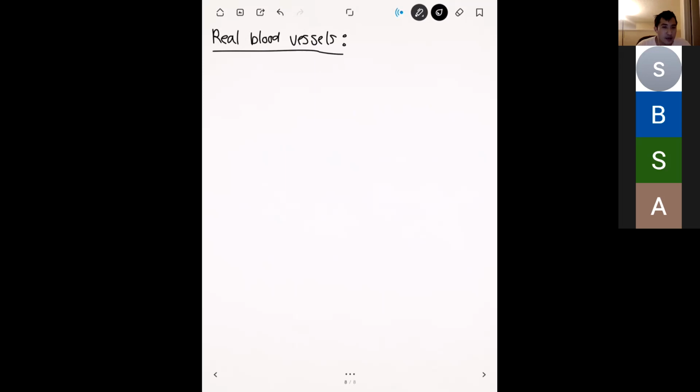And the other thing is that, because of that flexibility, you're not going to have flow that's completely one directional either. That was another one of our assumptions. What tends to happen is that the bigger vessels deviate more from Murray's law, but the smaller vessels follow Murray's law a lot closer, because the smaller vessels tend to be a lot stiffer.